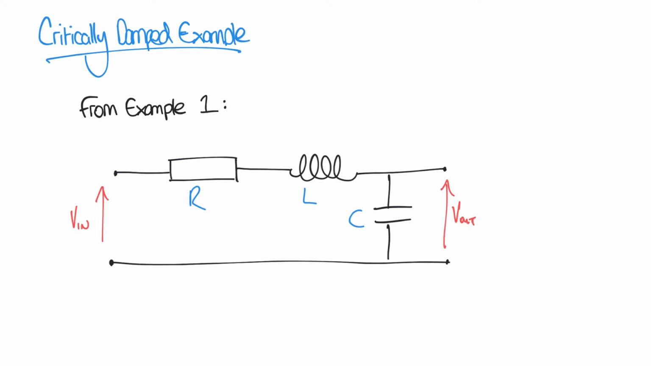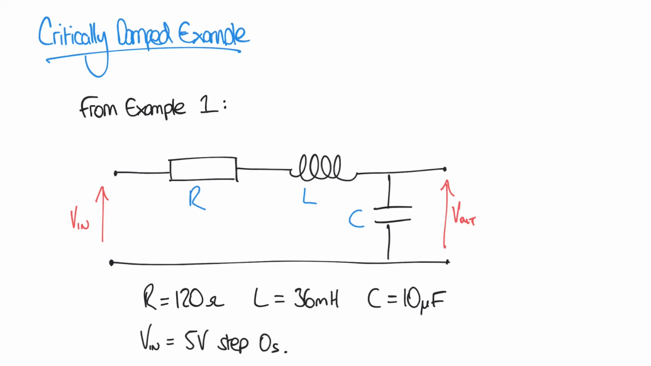So for our critically damped example, we're actually going to use exactly the same circuit that we used in the previous example. And in the previous example, we derived the results using Laplace transforms. So this is actually quite a good test because we should hopefully get exactly the same results using our new root finding method. But if you recall from our last example, we had an RLC circuit like this, where the output is the voltage measured across the capacitor, and the component values that we used were R equals 120 ohms, L equals 36 millihenries, and C equals 10 microfarads. Let's also keep the input the same as the example that we used previously. Let's say it's a step input of 5 volts that occurs at time 0 seconds. So we're keeping everything consistent to the previous video where we did this exact same thing with Laplace transforms. Let's hopefully get the same result.